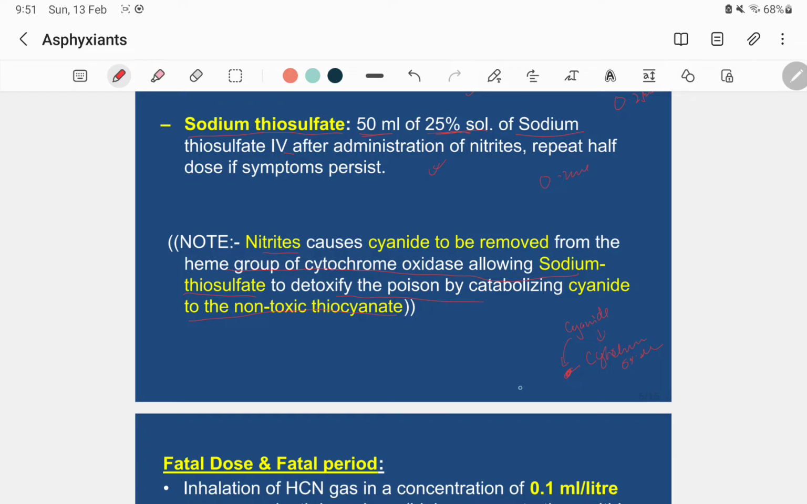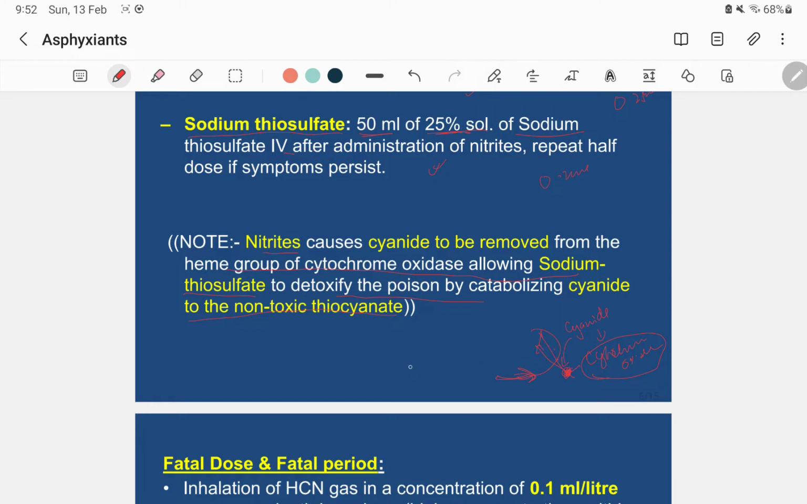So what will nitrite do? It will go and remove the cyanide from here, from the heme group of the cytochrome oxidase. So that's its job. Only the cyanide will be removed.